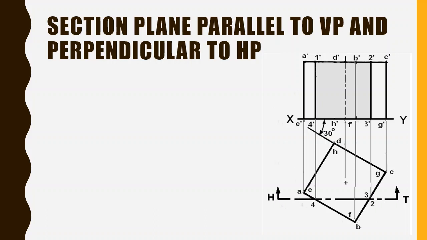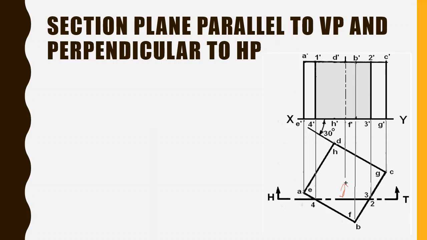Next, this is an example I am showing you: section plane parallel to VP and perpendicular to HP. This is a cube of 80 mm side. This cube is rotated through an angle of 30 degrees, and it is cut through a section plane parallel to VP from its axis. This is the axis, and from its axis the distance is 20 mm. From this axis it is 20 mm, and you are cutting the vertical plane. So you should understand section plane parallel to VP and perpendicular to HP.